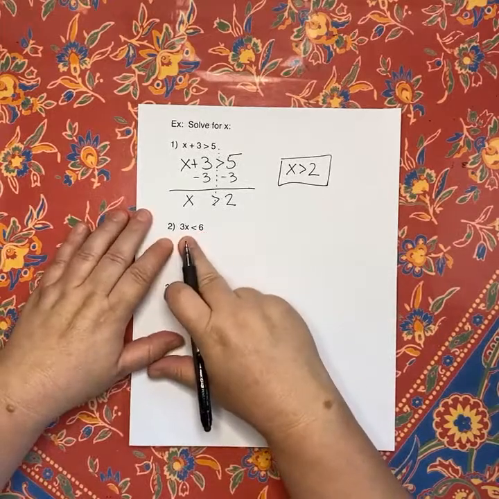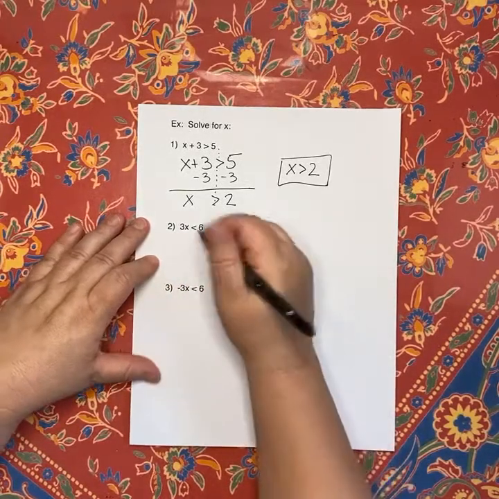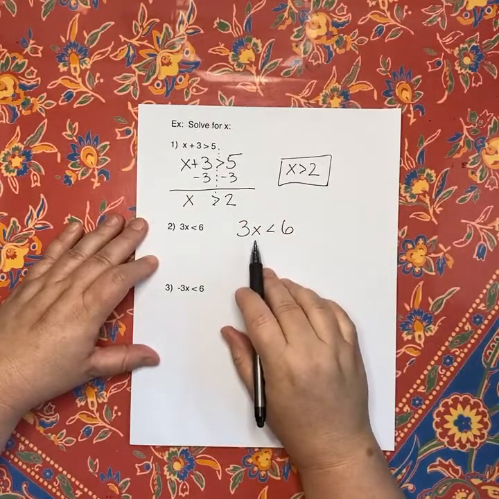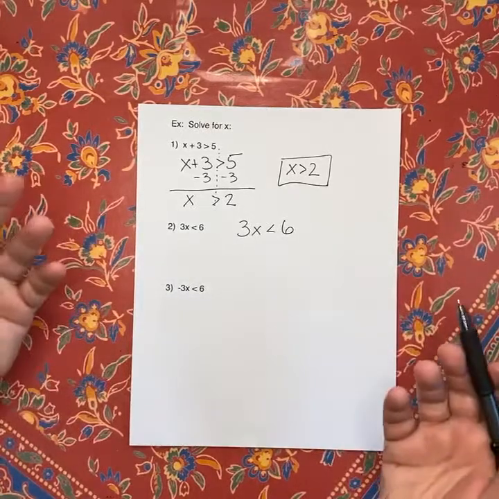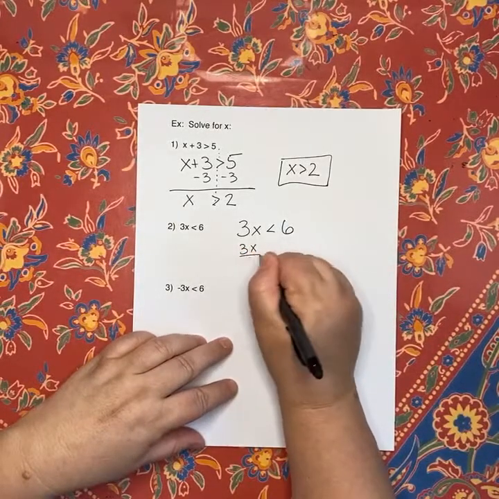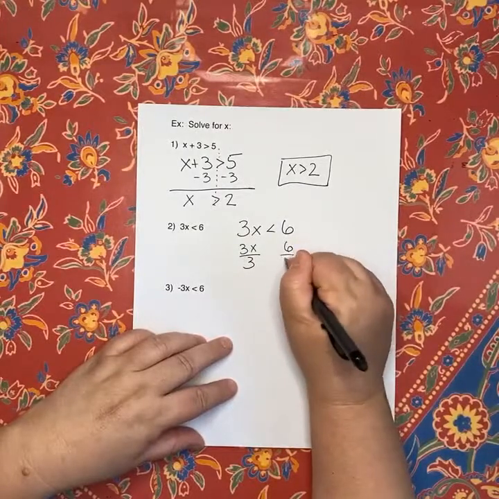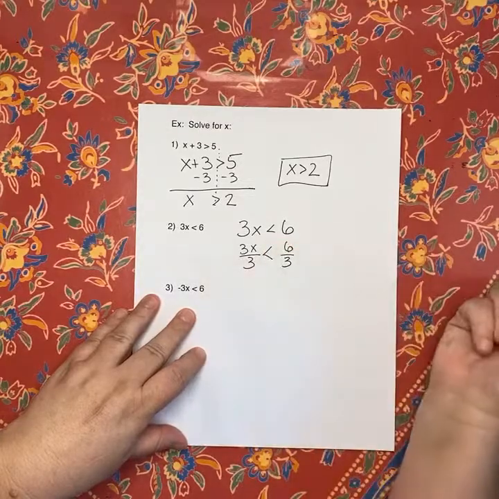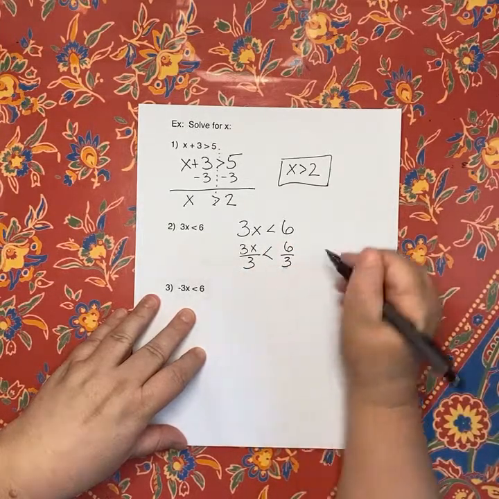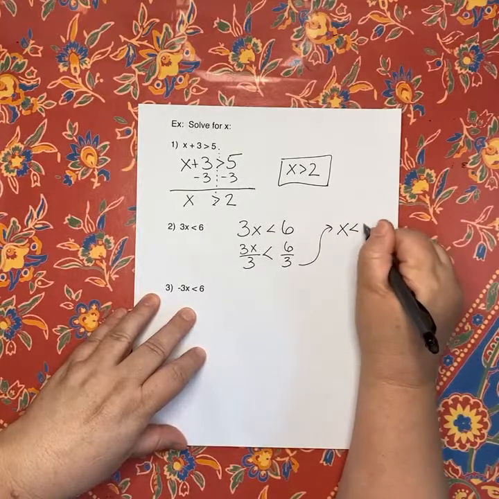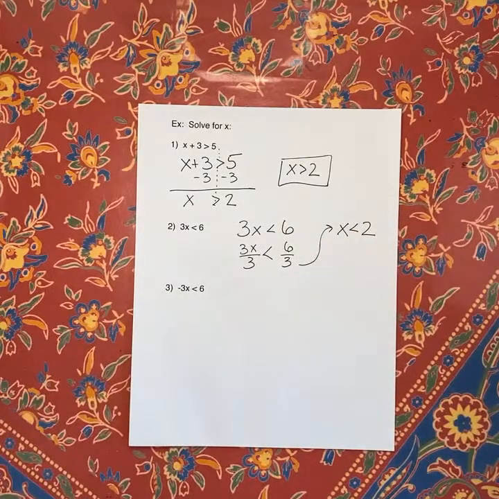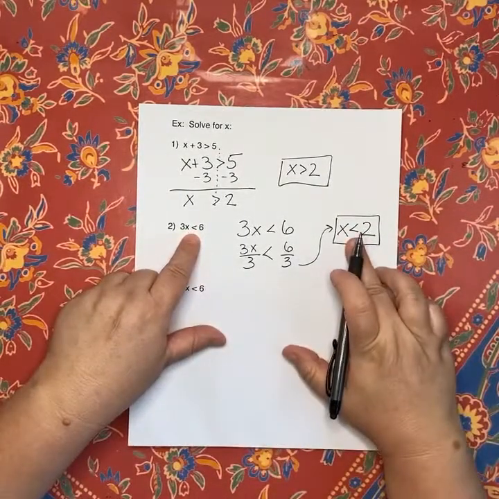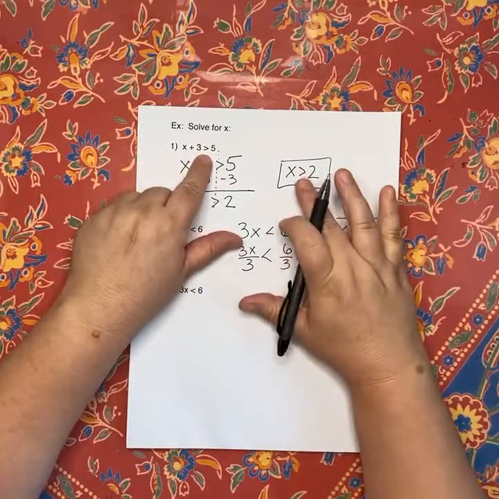Second one down, 3x is less than 6. Okay, so we think about it. We're like, okay, 3x is less than 6. What's between the 3 and the x? It's multiplication. So what's the opposite thing? Division. So if I divide by 3 on the left, I divide by 3 on the right. Now I'm dividing by a positive number. Inequality does not change. And so I get x is less than 2. What do you guys think? Woohoo. It started with a less than, it ends with a less than. Started with a greater than, it ends with a greater than.